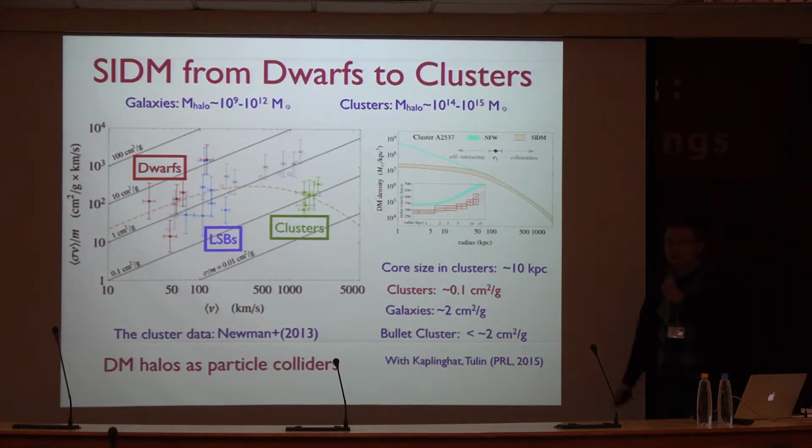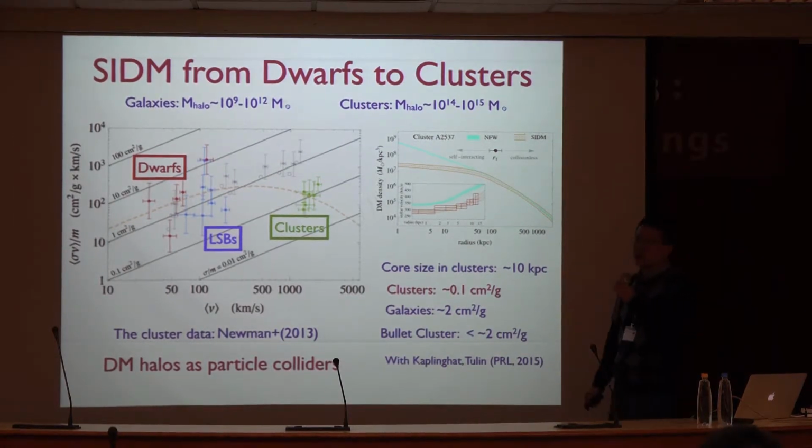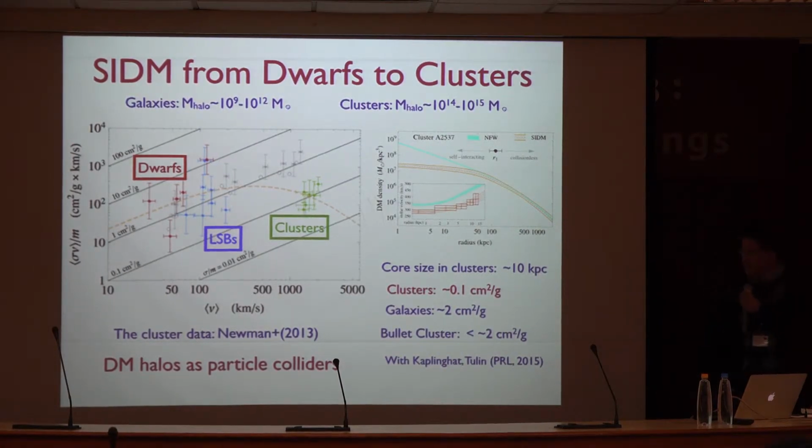All right, so far we focused on the spiral galaxies. The mass is in this range, 10 to the 9 to 10 to the 12. And you can ask, how does the story change if you go to galaxy clusters? Those halos are about 10 to the 14 to 10 to the 15 solar masses. And it turns out that there are density cores in these galaxy clusters. But to fit the data, it turns out that the cross-section has to be small. It will be about 1 order of magnitude smaller than what we need for those galaxies.